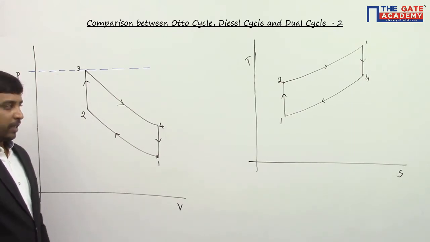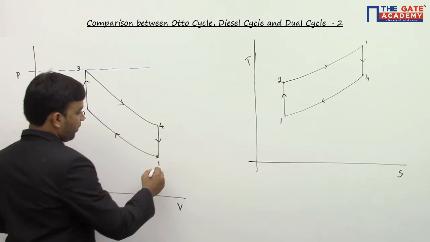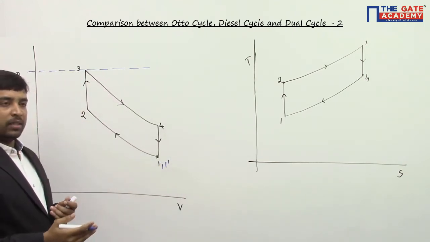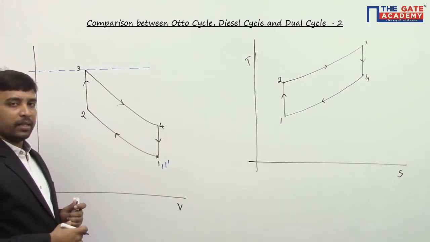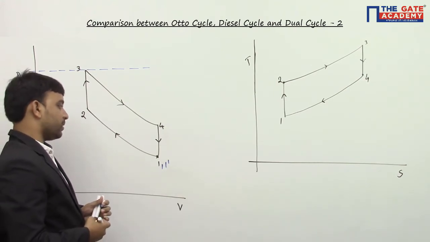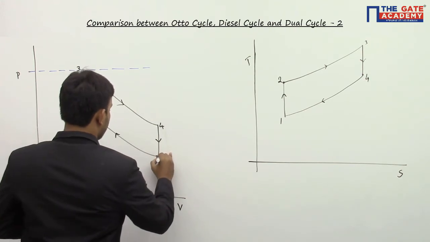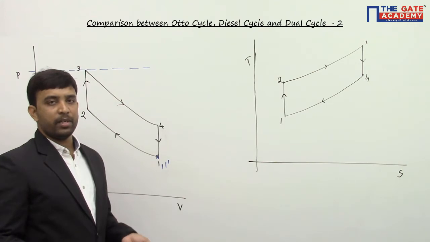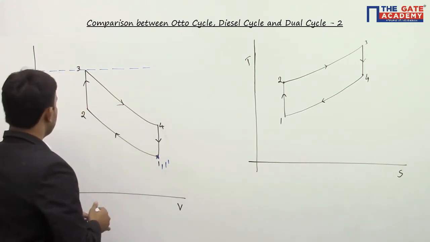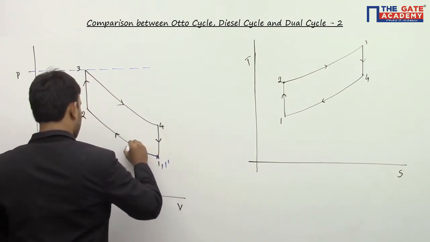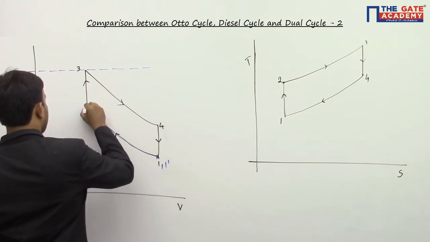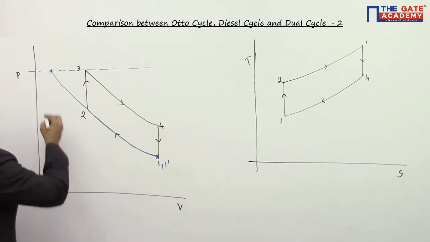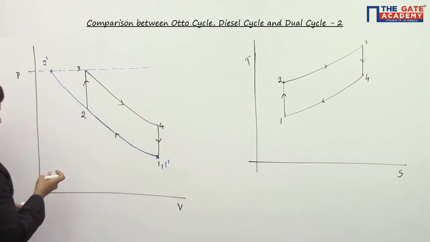Now I am drawing diesel cycle. The inlet conditions are same, and inlet conditions depend on ambient conditions. Therefore 1 and 1 dash, the inlet conditions for Otto cycle and diesel cycle, will remain the same. Now I go for the compression process. In diesel cycle, the pressure increases only during compression process. So I compress this gas till I reach the maximum pressure, 2 dash.